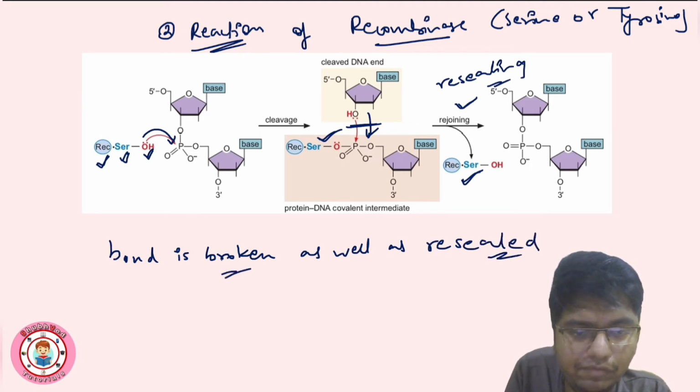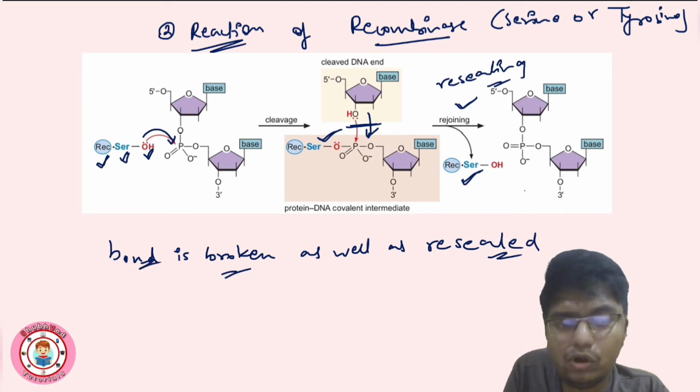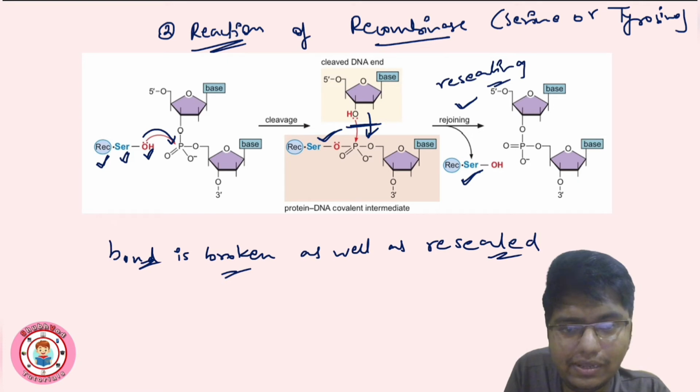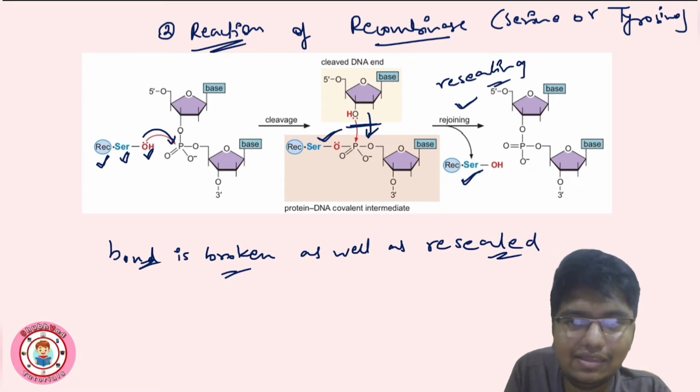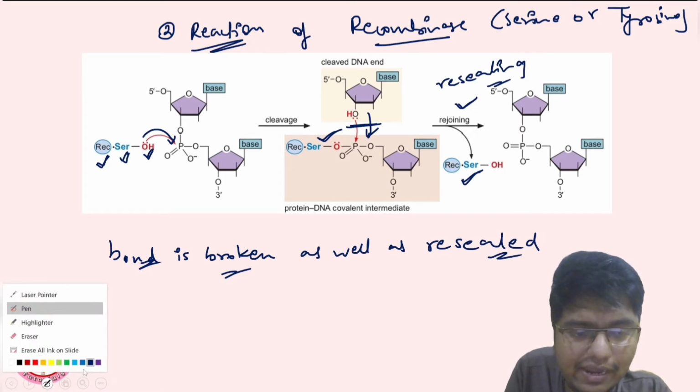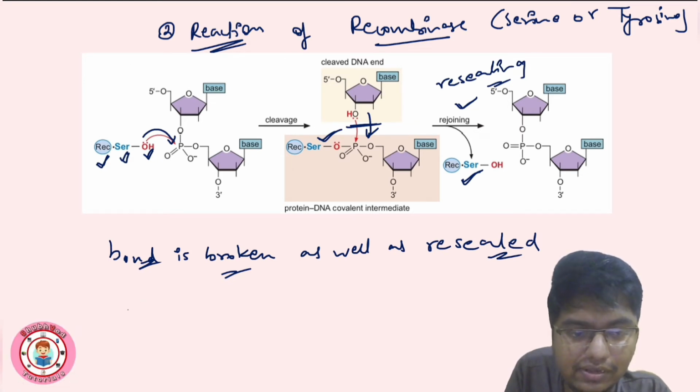Very important feature of site-specific recombination: the bond is broken as well as resealed. This serine recombinase or tyrosine recombinase, what do they do? They break the bond, and resealing also takes place. So this process is known as conserved site-specific recombination.